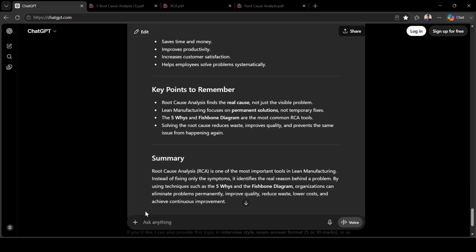Summary: root cause analysis is one of the most important tools in lean manufacturing. Instead of fixing only the symptoms, it identifies the real reason behind a problem. By using techniques such as the 5 Whys and fishbone diagram, organizations can eliminate problems permanently, improve quality, reduce waste, lower cost, and achieve continuous improvement.